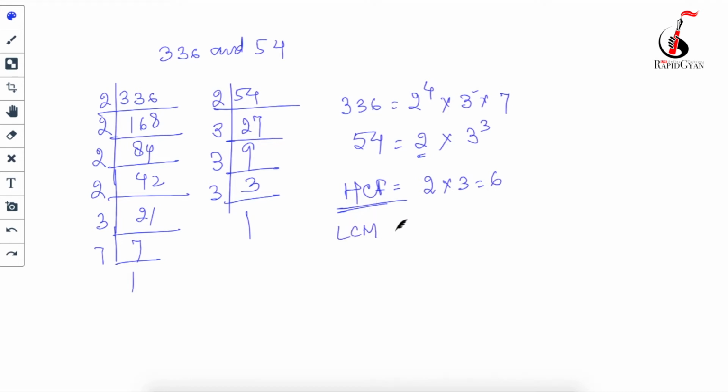LCM says that it is the product of the highest power of the common factors multiplied by the other remaining factors. What's the highest power of 2? The highest power of 2 is 4. So 2 to the power 4 multiplied by, what's the highest power of 3? 3. So 3 to the power 3. What are the remaining factors? Nothing but 7.